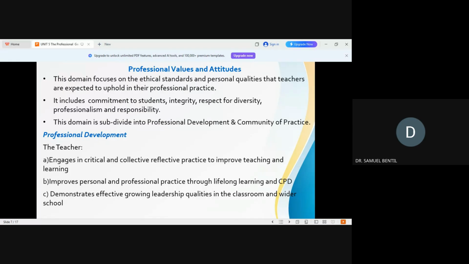You must also improve personal and professional practice through lifelong learning and continuous professional development. PLC is an example of professional development that teachers must attend. Some reports suggest that teachers these days are reluctant to go for PLC.